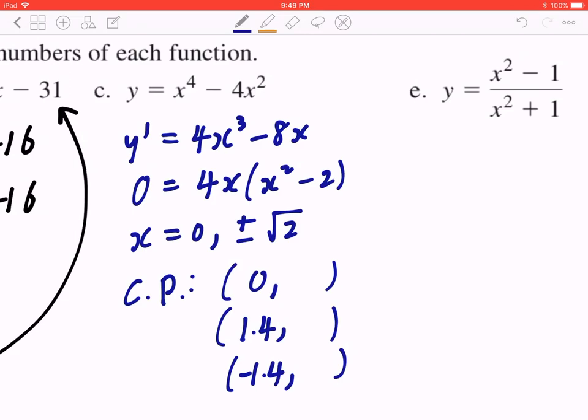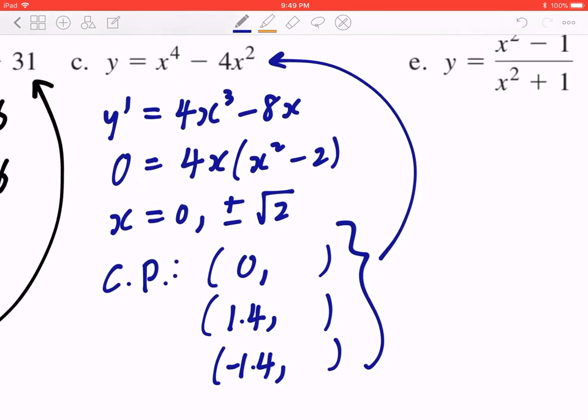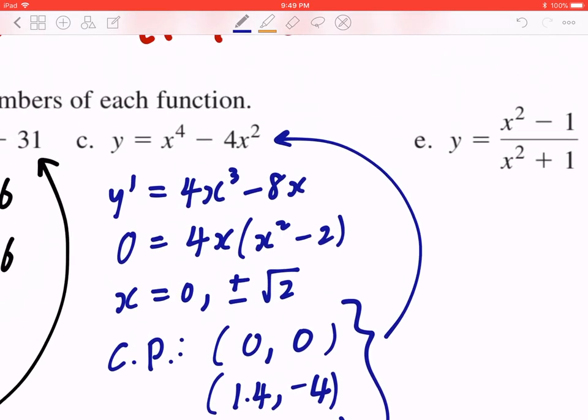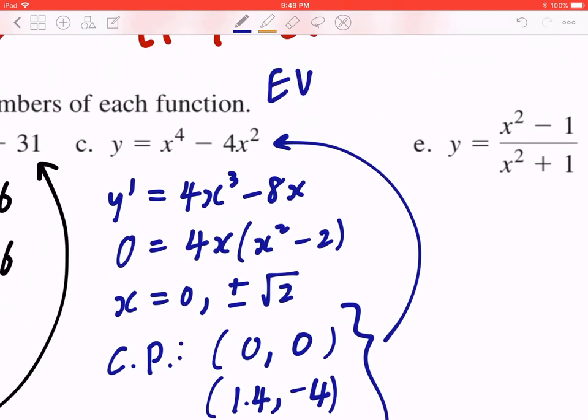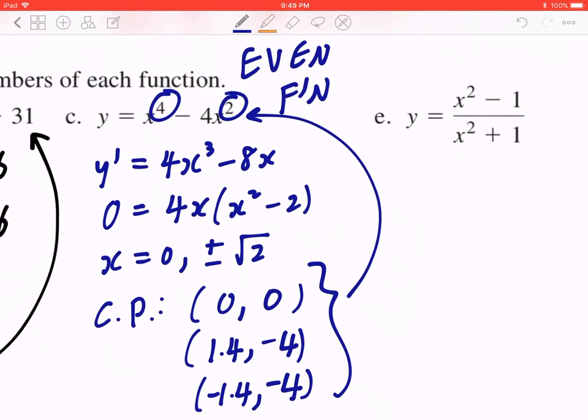That's perfectly fine. If you take these numbers and plug them back into the function, in the first case, when x is 0, y is going to be 0 as well. When you plug in exactly root 2, and you take root 2 to the 4 minus 4 times root 2 squared, that's going to give you negative 4. And it's the same answer because if you really look at it, this is an even function. So you can imagine the symmetry, which is with respect to the y-axis.